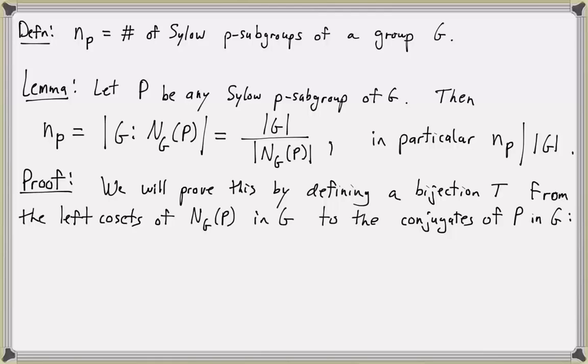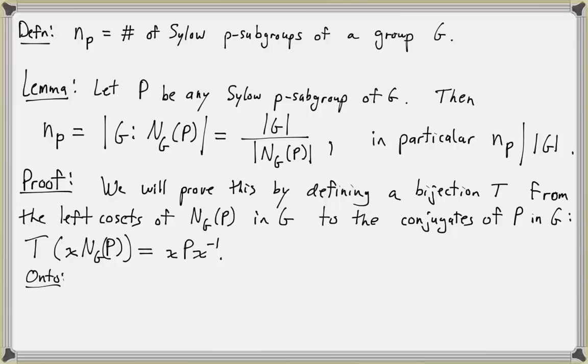And so the definition of this map is T of the left coset X times the normalizer of P is going to equal the conjugate X P X inverse. So we claim that this is a bijection, starting with showing that T is onto.